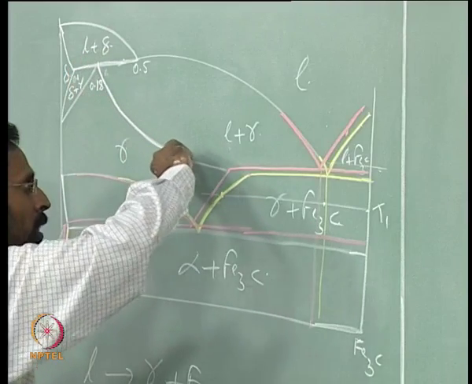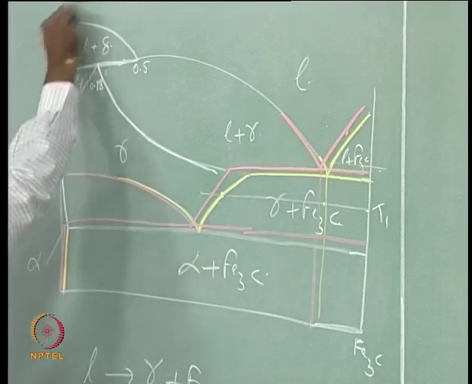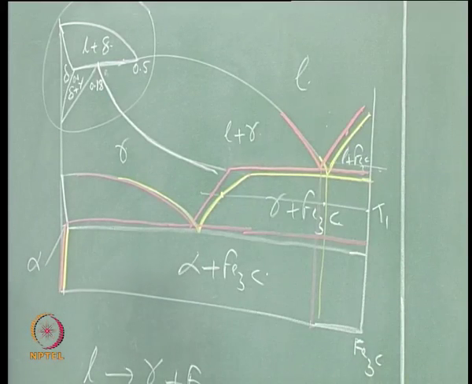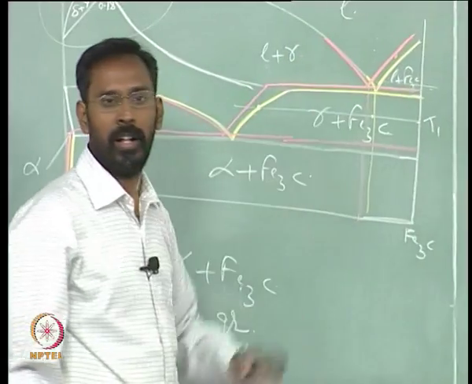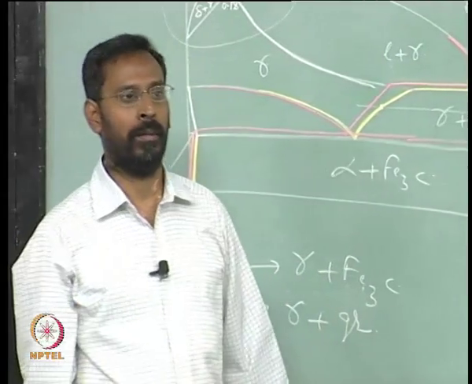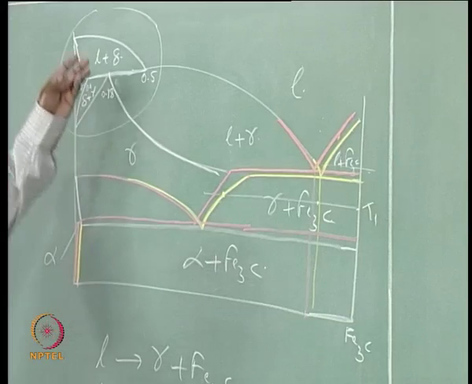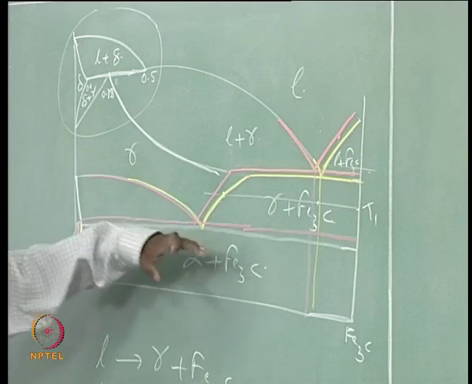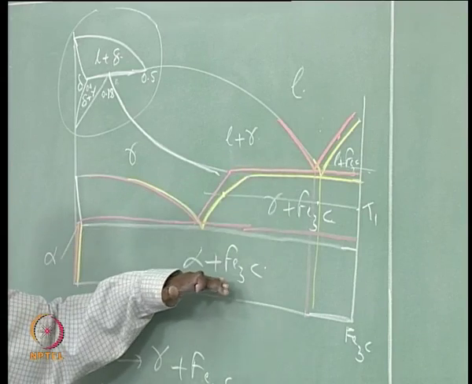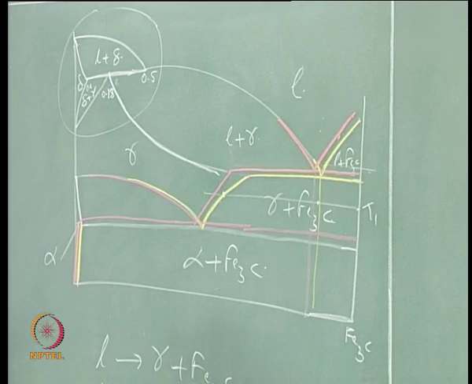Can you tell me why? And this whole portion does not change, because there is no cementite involved there. There is no graphite, there is no cementite there. Wherever cementite and graphite come into picture, that portion alone gets modified. In this, it is only liquid giving gamma plus delta. So there is no other reaction. So that means the eutectic reaction gets modified, the eutectoid reaction gets modified, but the peritectic reaction does not.